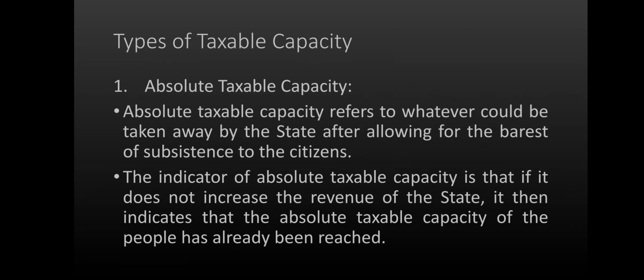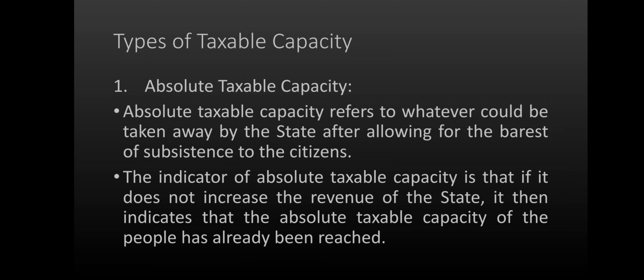There are two types of taxable capacity. The first one is absolute taxable capacity. This refers to the capacity of the citizens that lies in the remaining portion of their income after spending for subsistence activities. Subsistence activities refers to fulfilling the basic necessities like food, shelter, clothing, transportation, education, communication. These are basic necessities nowadays.